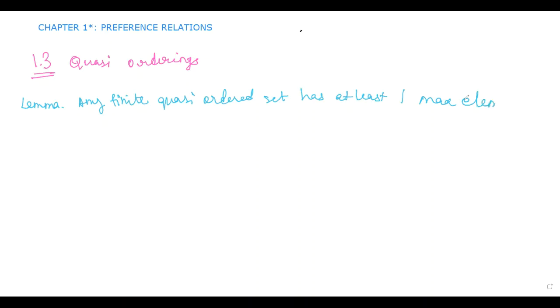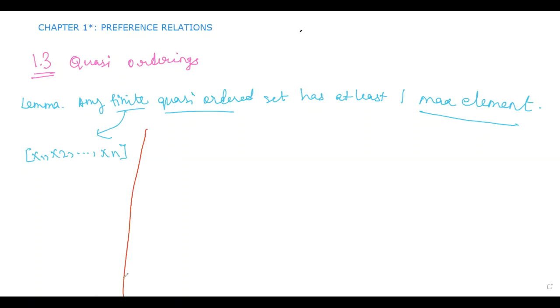So just to remind you, the set is a finite set. It's quasi-ordered, so it's reflexive and transitive. What is a max element? A max element is such that there's no other element in the set which you strictly prefer. The proof is very simple, and this proof is done using construction. It's an interesting type of proof you may not have encountered before.